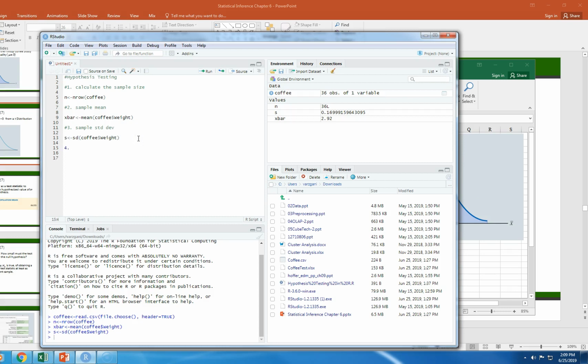The fourth calculation we need to make is, actually we need to tell R what our hypothesized value is. Let's call this hypothesized value mu, and mu is set to 3. The next calculation we need to do is to calculate the standard error. This is going to be used in the t-statistic formula, and I'll call this SE, and the way SE is calculated is that it's the standard deviation divided by the square root of the sample size.